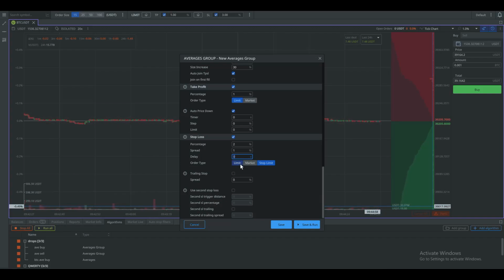Order type allows you to choose the order type, which will be used to place a stop loss when the position opens. Trailing stop allows you to choose whether stop loss will follow the price or not. Spread says the percentage of price movement at which stop loss will follow the current price.